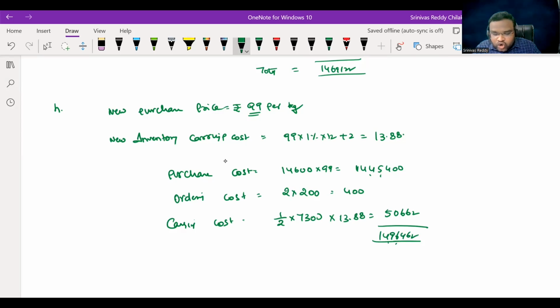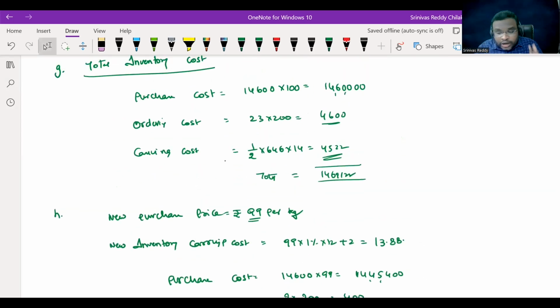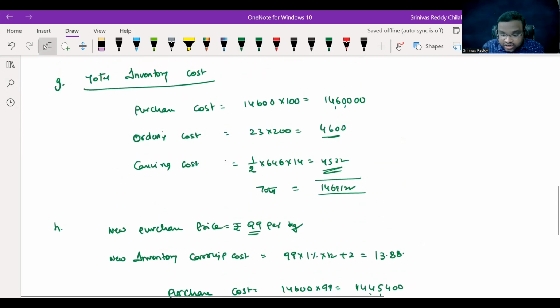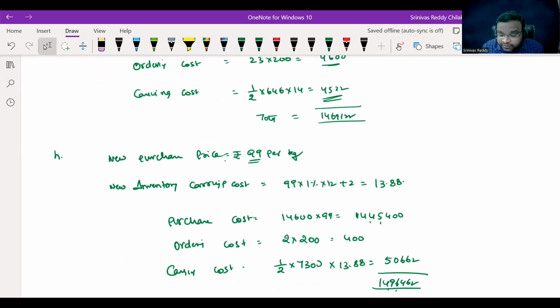What was my cost earlier? Under EOQ, my cost is 14,69,122, and at EOQ my ordering cost and carrying cost are minimum at any level. That is the total ordering cost and total carrying cost, which I term the associated cost. In the new one, I get a discount of 1% on the purchase price, so my purchase cost falls from 14,60,000 to 14,45,400, but that affected me in terms of carrying costs. So it is 14,96,000, which is not acceptable.